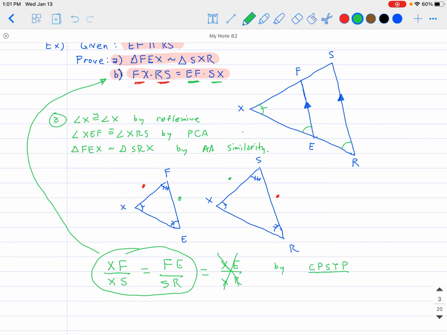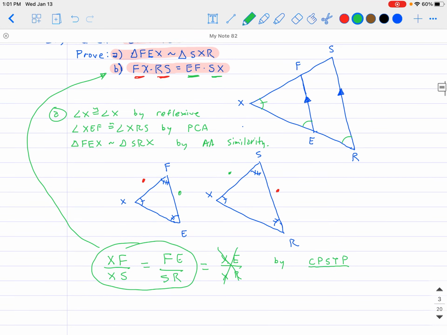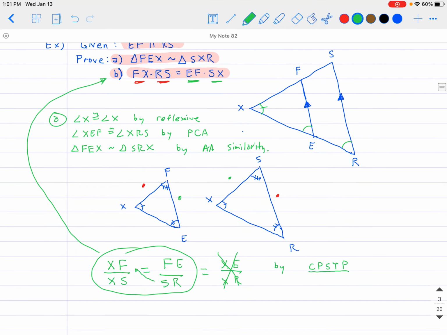Now, once again, we're going to take a look at what I have and what I want to solve for. It looks like all we need to do is just a simple cross multiplication. So multiply that SR to the left, multiply that SX to the right, and then we're pretty much done. So now we have FX, just rewriting it back into the right position, multiplied by SR is equal to FE multiplied by SX. And there we go. That's going to be our conclusion then. And that's by cross multiplication.